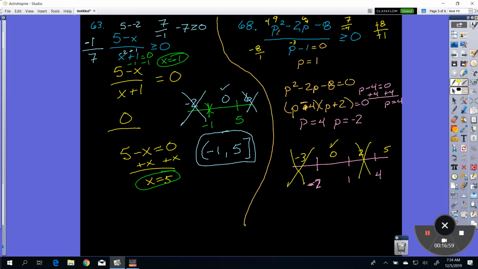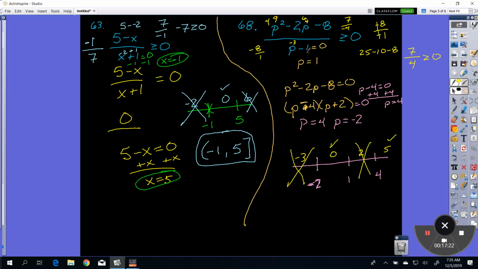So now I have to plug 5 in. 5 squared is 25. 2 times 5 is 10. Minus 8. So 25 minus 18 is 7. And then 5 minus 1 is 4. So 7/4 is greater than 0, so this area worked.